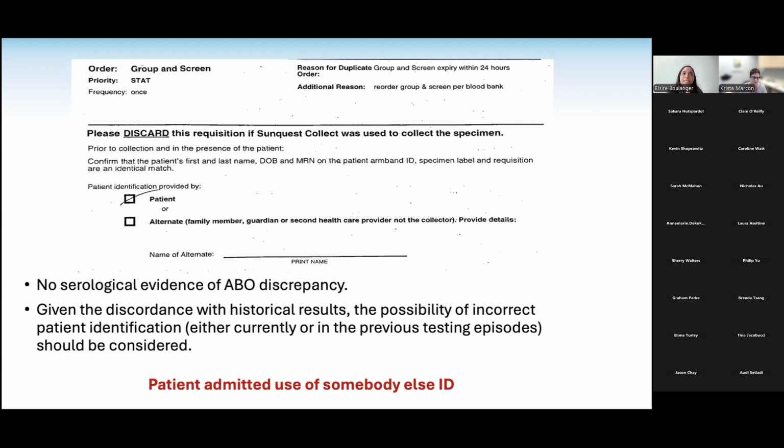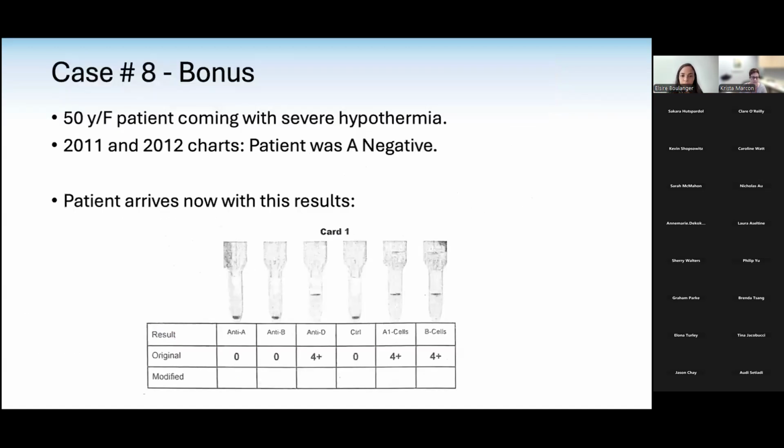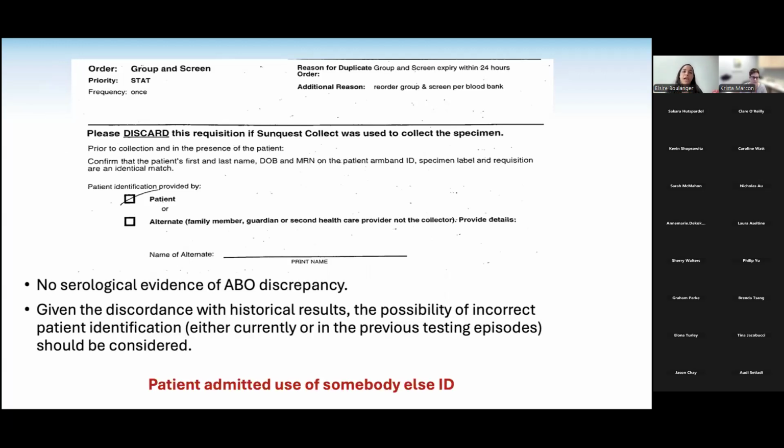But what happened is that this sample was sent to CBS and there was no serological evidence of ABO discrepancy. Given the discordance with the historical results, it was a discrepancy just with the historical results. At the end, the patient admitted use of somebody else's ID. So this is something to have in mind. We can suspect it, especially when there's no explanation at all, and this is suspicious.